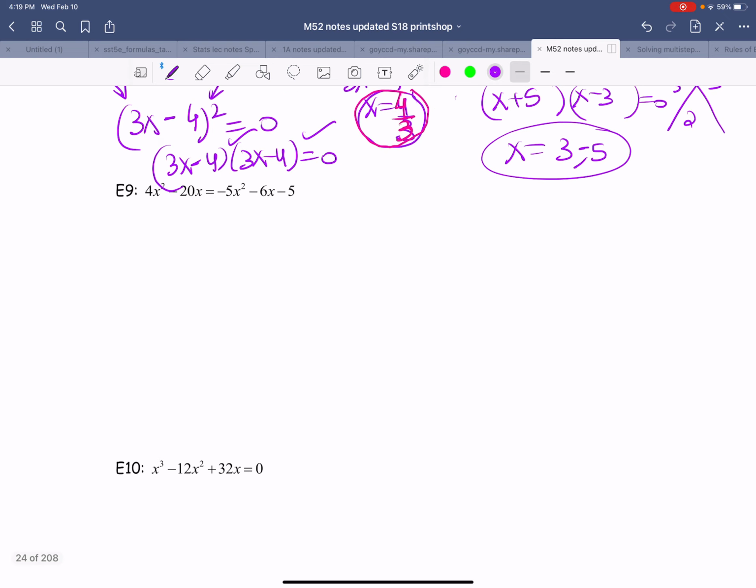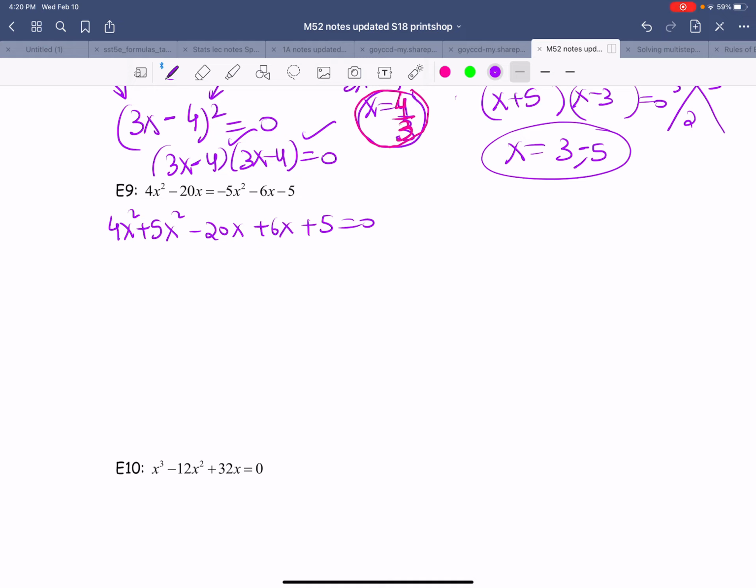Here's example number 9. Looks like there's a lot going on in example number 9. Let's start with the first step that I know, that I'm going to bring everything to one side to make my life easier. So I'm going to be adding 5x squared to the left side. And then I have negative 20x plus 6x. And I'm also going to be bringing 5 to the left-hand side. So the right-hand side becomes 0.